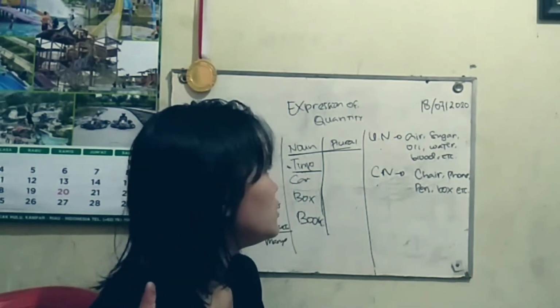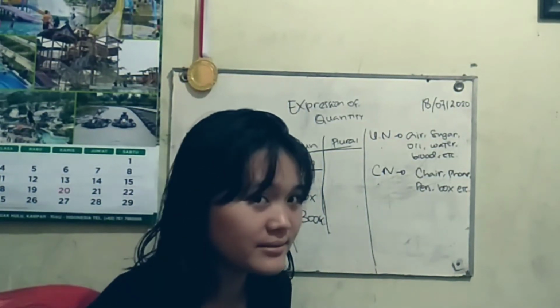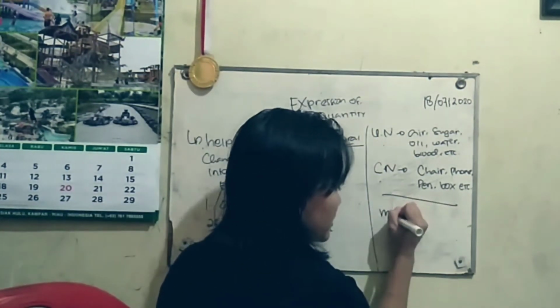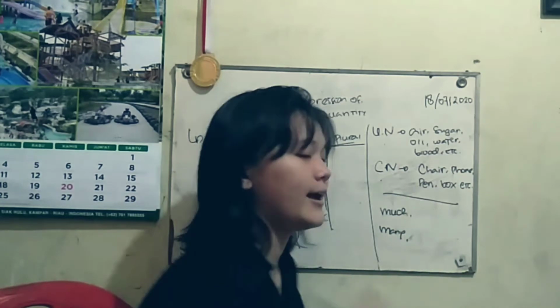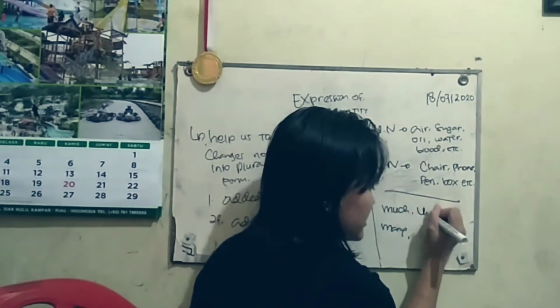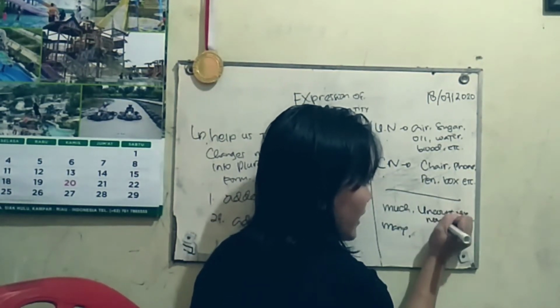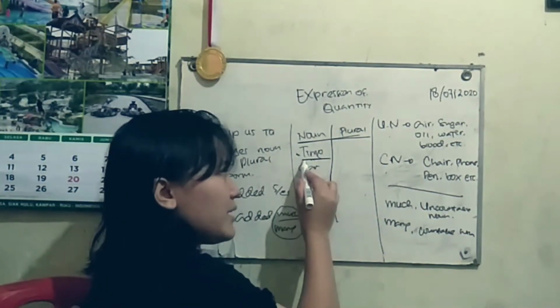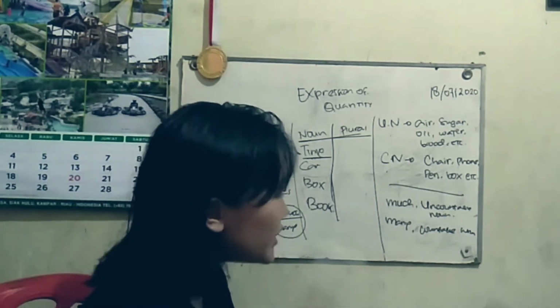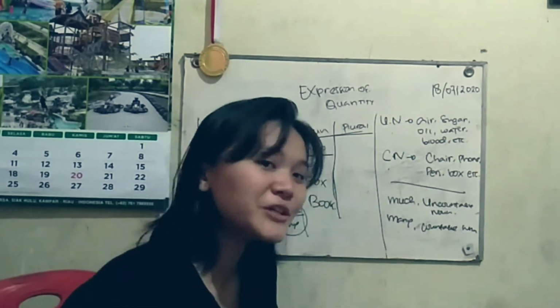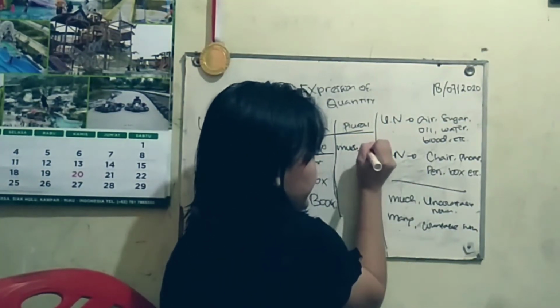You still need to know the difference between much and many. Much is used for uncountable noun, while many is used for countable noun. So because time is uncountable noun, what must we do? Much or many? Yes, you're right. We must use much to make time into the plural form. So the form is much time.